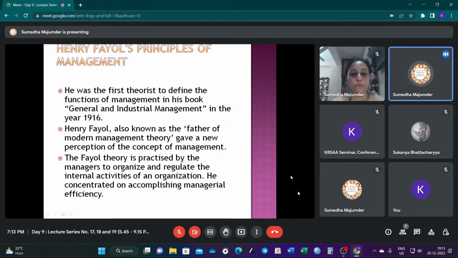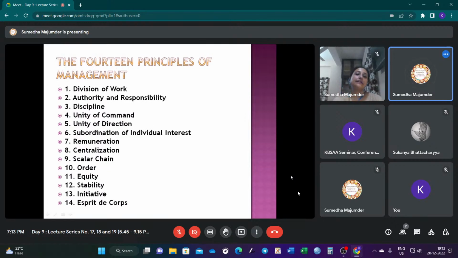So from the MCQ purpose, from our exam point of view, always remember that F.W. Taylor is known as the father of scientific management, and Henry Fayol is known as the father of modern management. Henry Fayol's thoughts of management actually follow some principles, and those principles enhance managerial efficiency. These 14 principles are very, very important from our exam point of view.